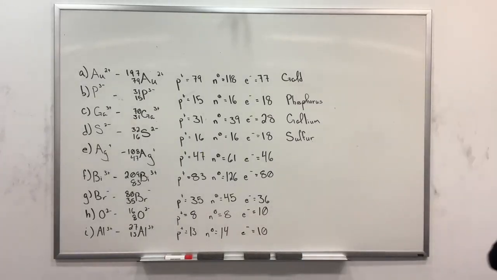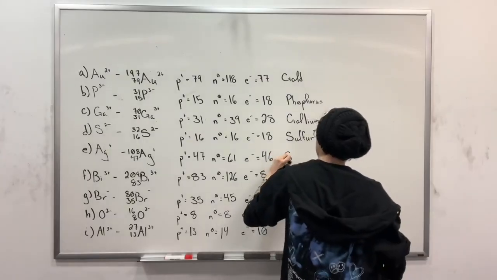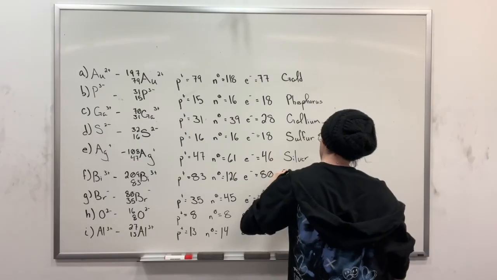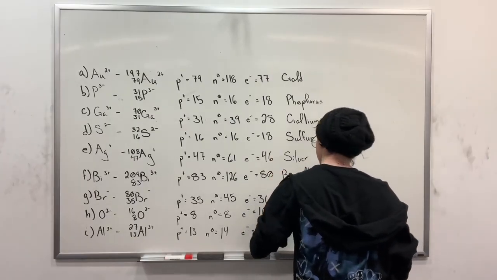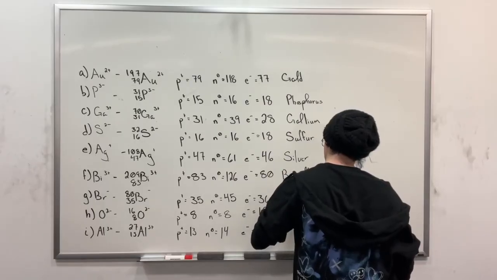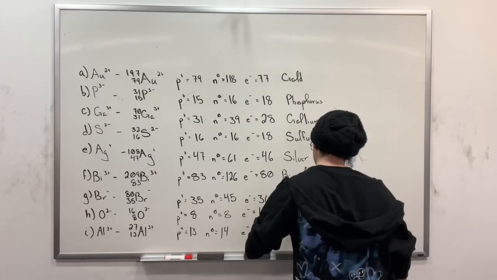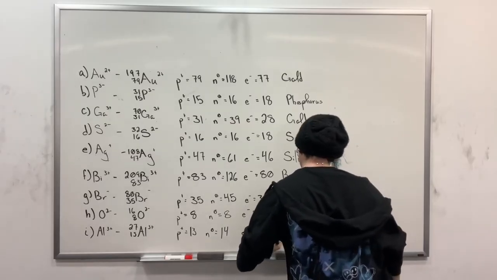And now just to quickly write in the names of the element. So silver, bismuth, bromine, oxygen, and aluminum.